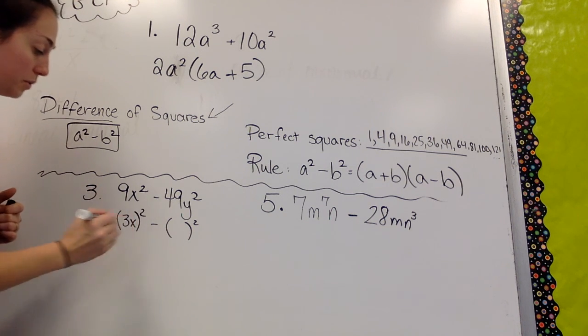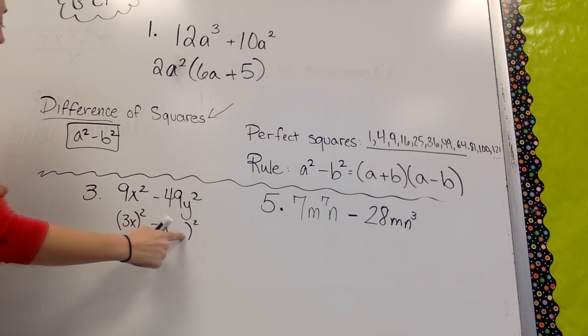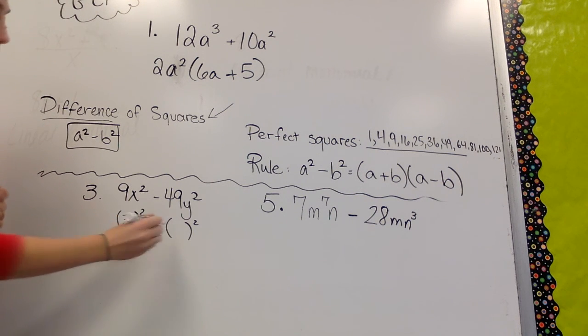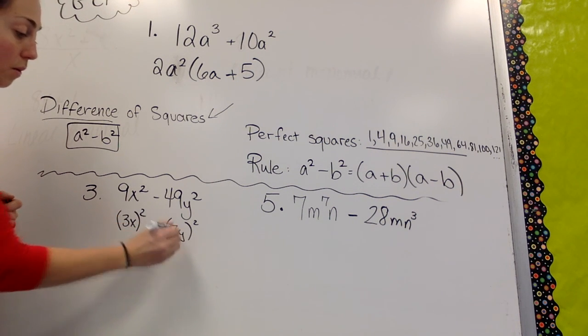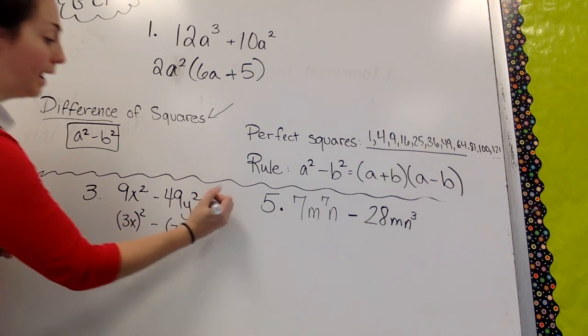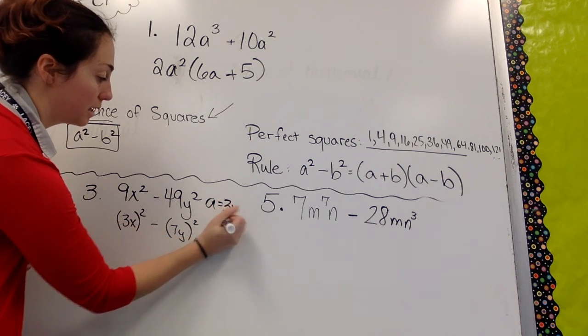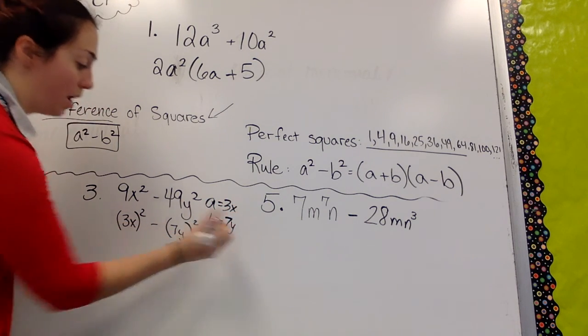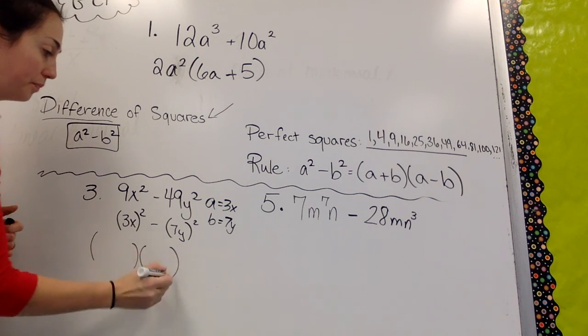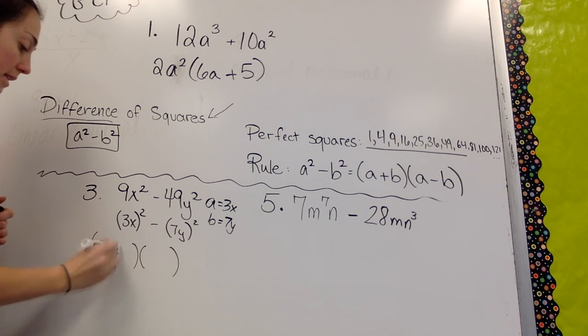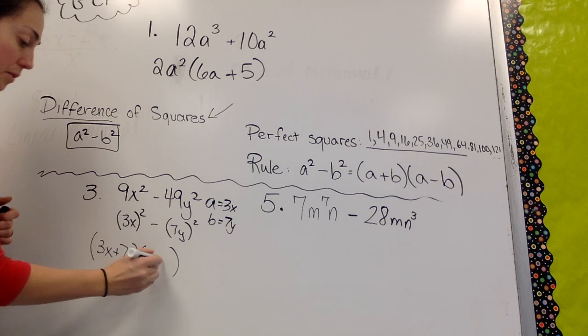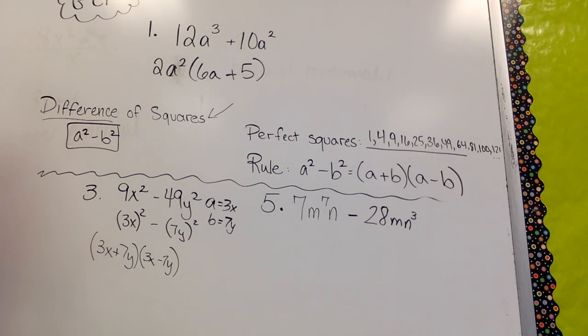3. So 3x. And then same thing here. What do I multiply by itself to get 49y squared? 7y. So then I know my a is 3x. I know my b is 7y. So literally use the rule. 3x plus 7y times 3x minus 7y. And that's it.